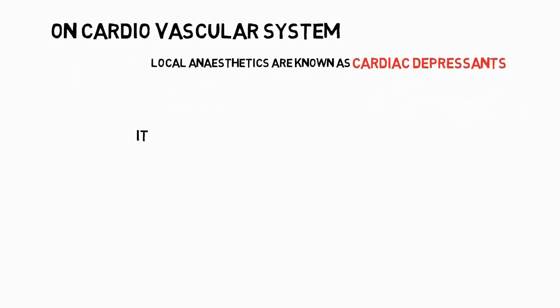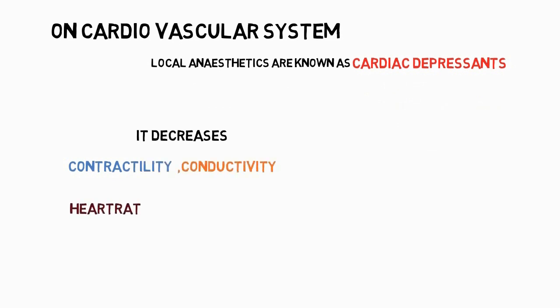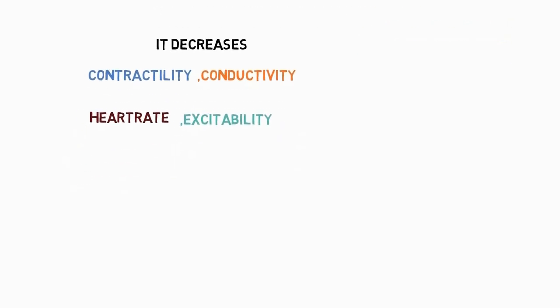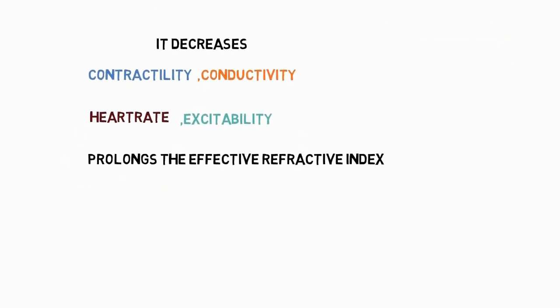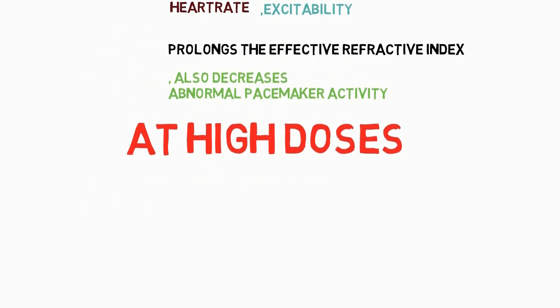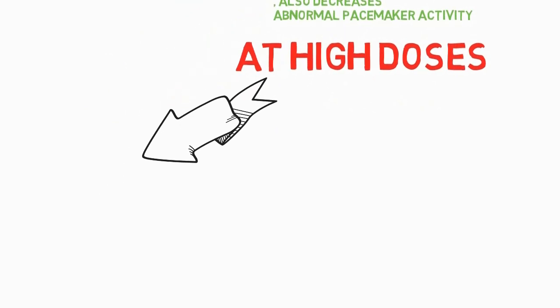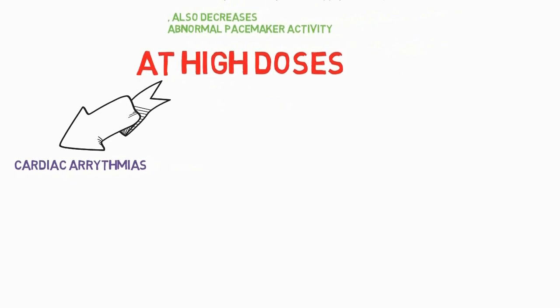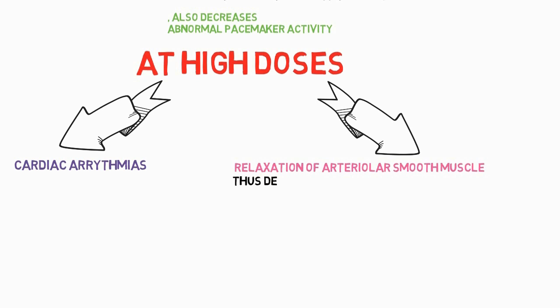Action on the cardiovascular system. Local anesthetics are known as cardiac depressants. They decrease contractility, conductivity, heart rate and excitability. They also prolong the effective refractory period and decrease abnormal pacemaker activity of the heart. At high doses, they can cause cardiac arrhythmia. Generally, local anesthetics cause a fall in blood pressure due to neuronal blockage, but at high doses, they relax arteriolar smooth muscle.